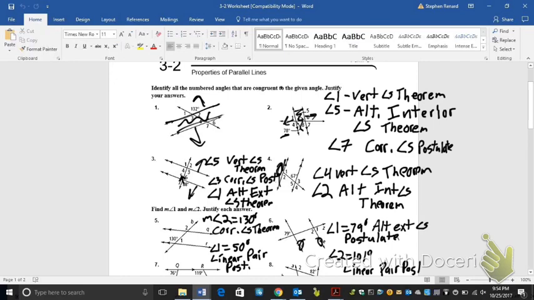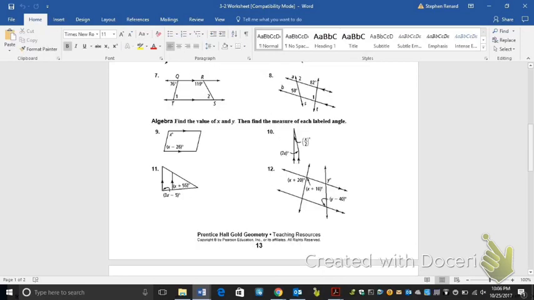So 79 plus 101, 180 degrees. That's the linear pair postulate. So go ahead. Right now, you guys should have already done 7 and 8, or at least try them. So 7, really the trick here is focusing in on what is the useful information. One of those lines is completely superfluous, meaning additional and unnecessary.